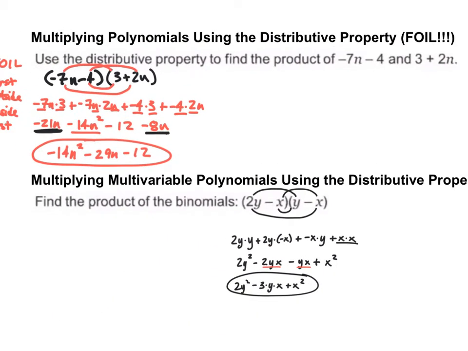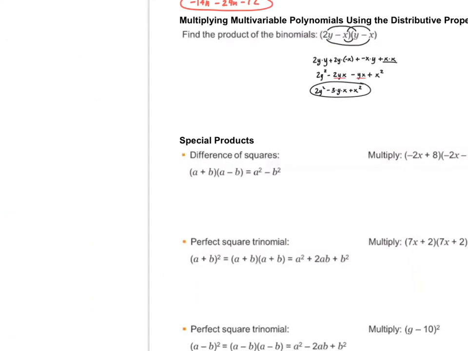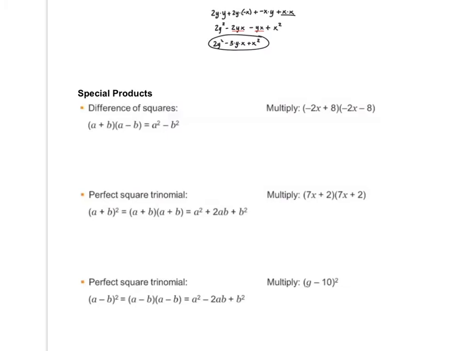It may be a daunting task, guys, but once you understand how this all flows and works, I do this the same way every single time. So let's take a look at some special products: the difference of squares, perfect square trinomials using addition, and perfect square trinomials using subtraction.